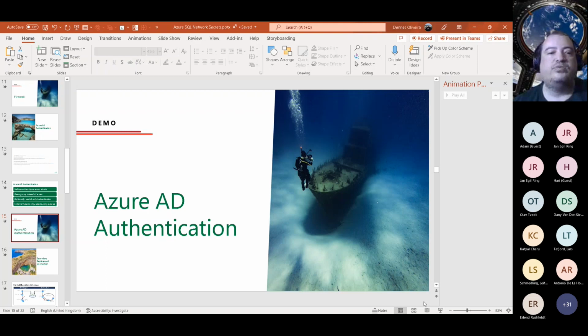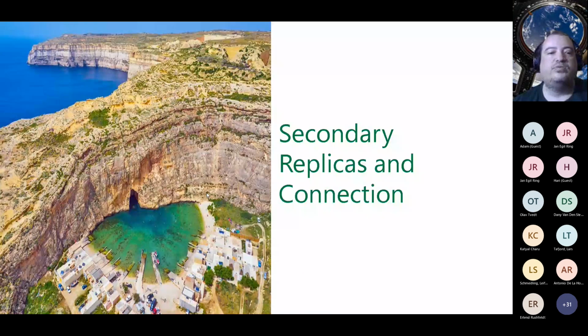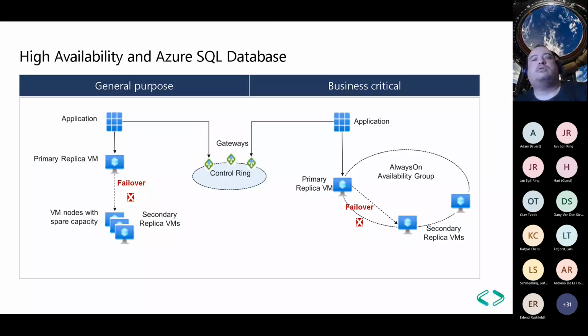Secondary replicas and connection. What's this? This is about how they are managed behind the scenes on the Azure SQL. There are two different methods. The general purpose tier on Azure SQL manages high availability in one way. The business critical tier in Azure SQL manages high availability in a different way.